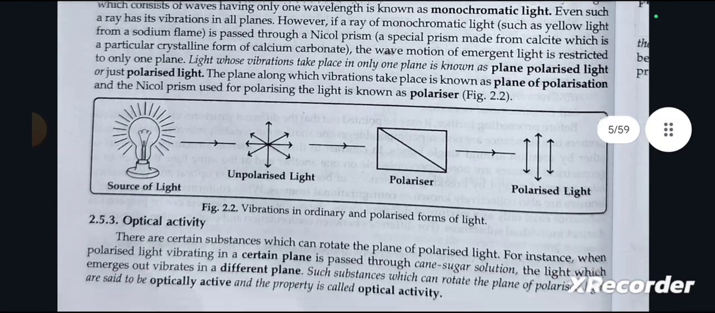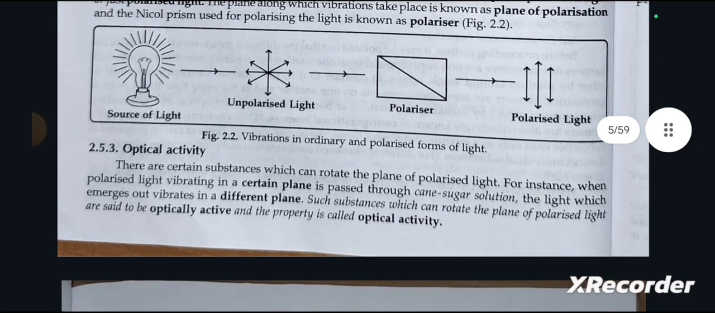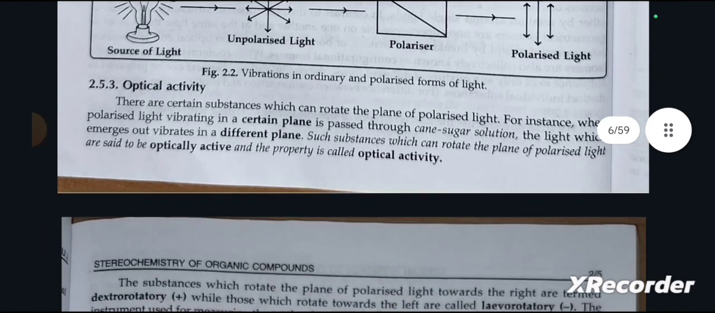Figure 2.2. Source of light, unpolarized light, then polarizer, then polarized light. Figure 2.2. Vibration in ordinary and polarized form of light.